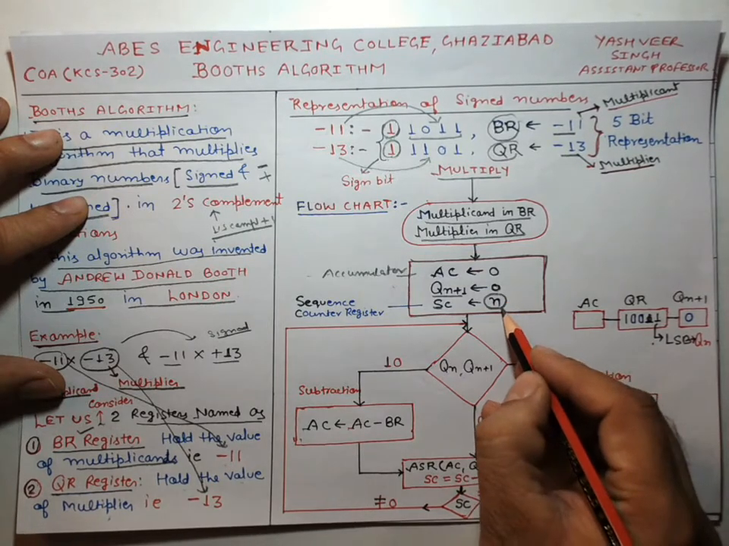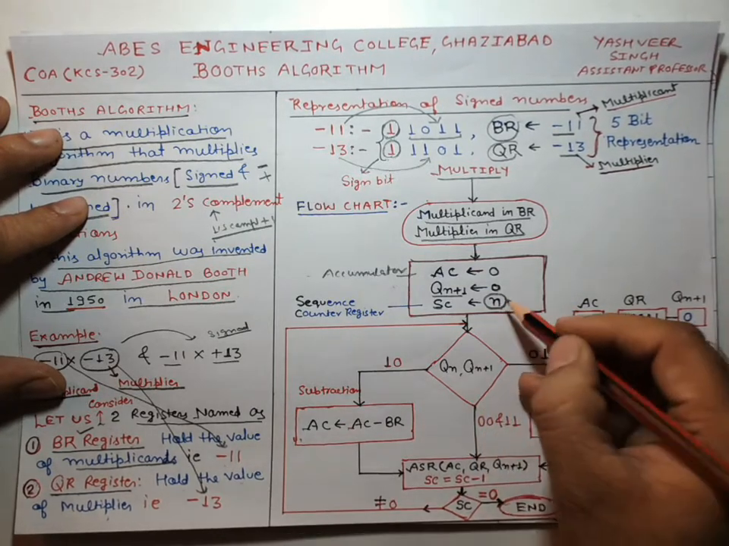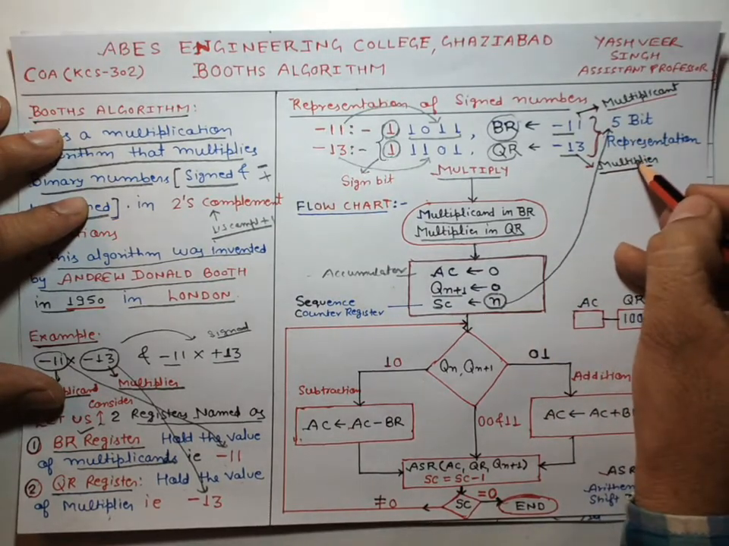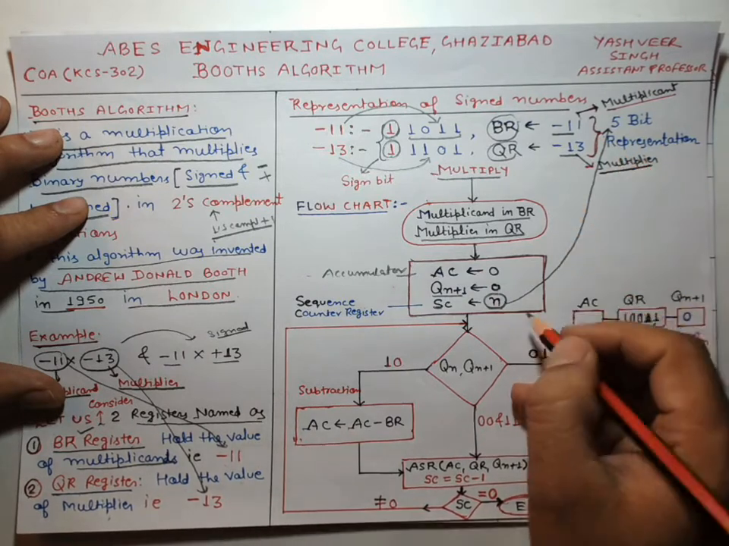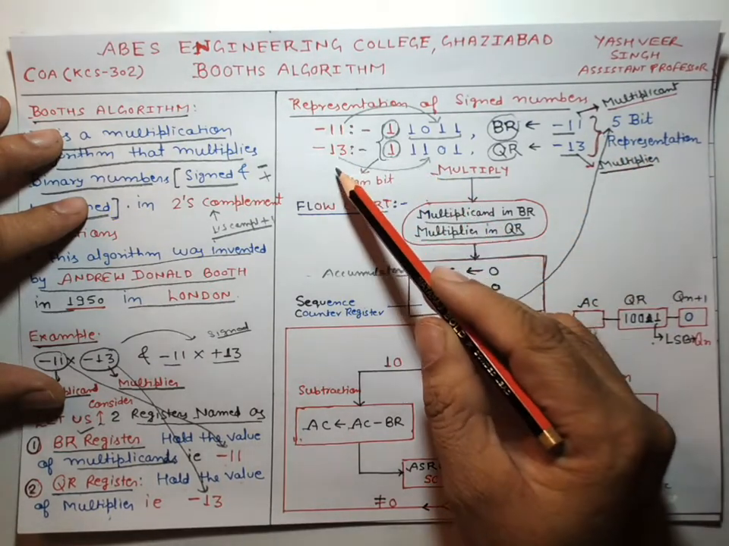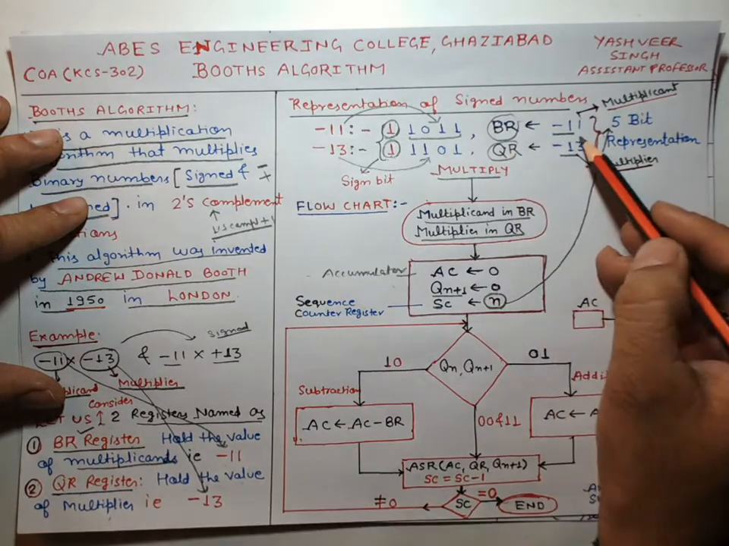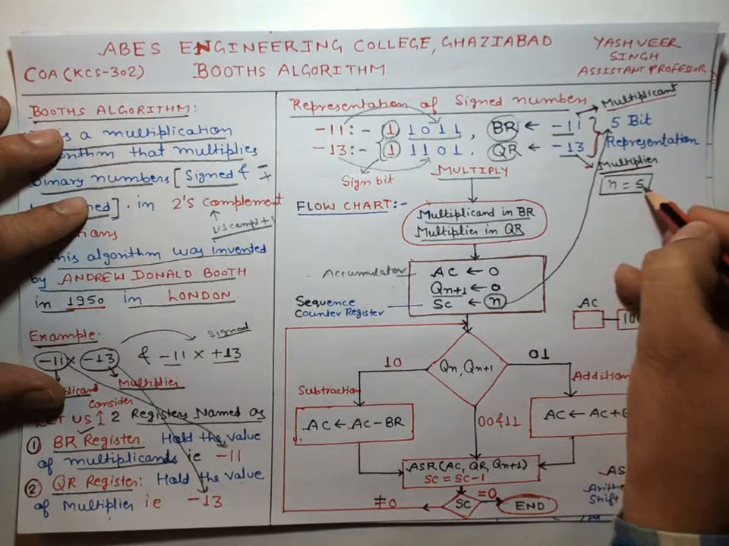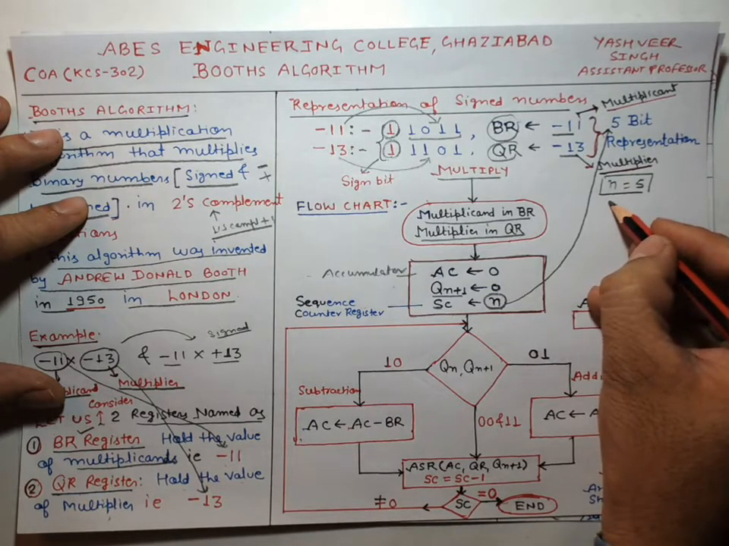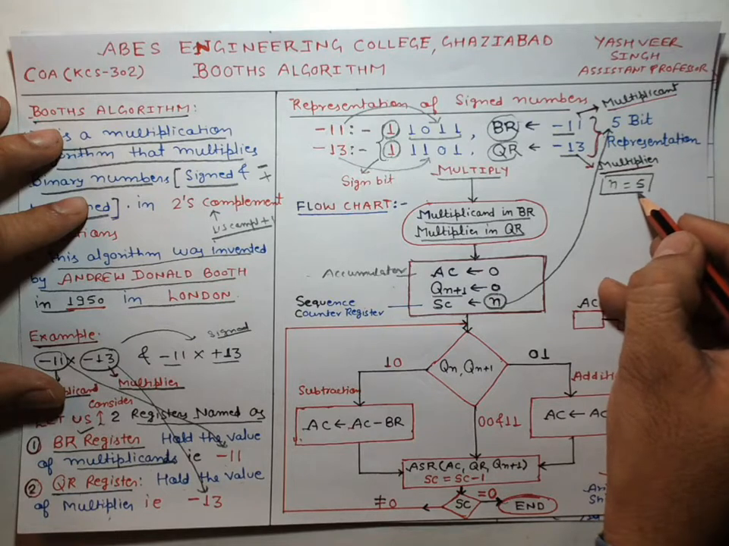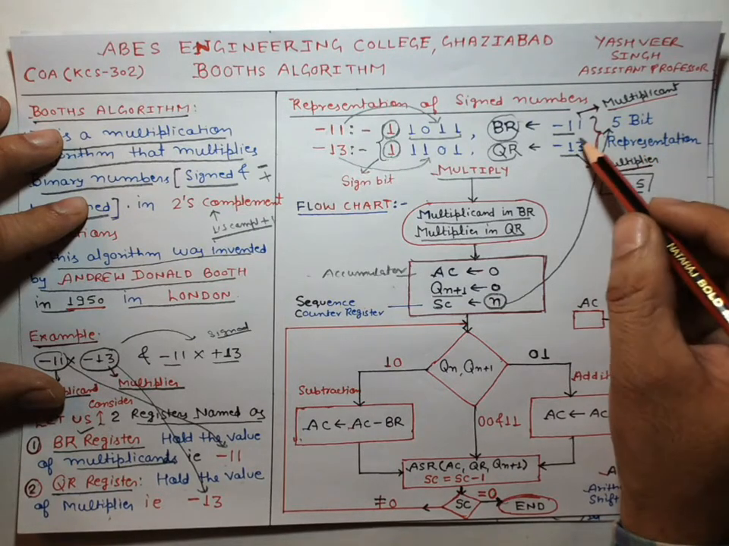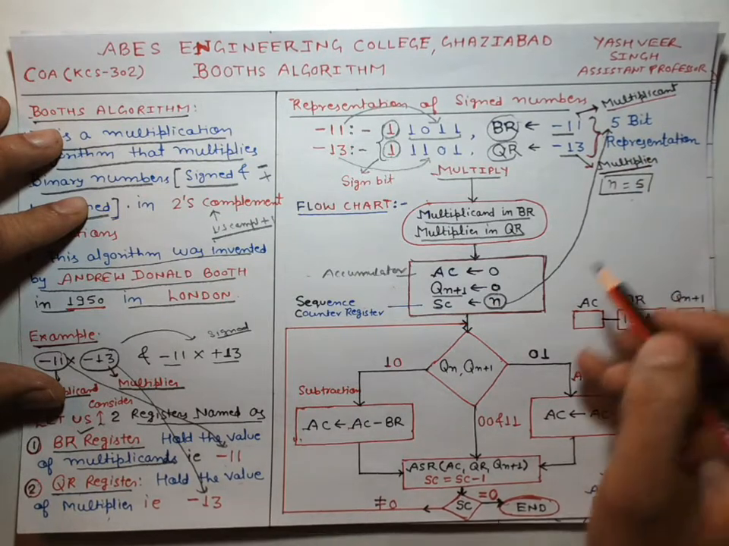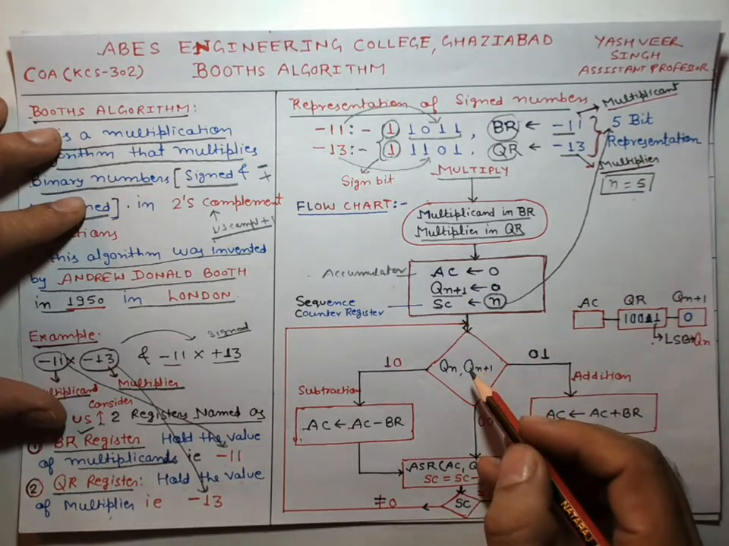This value N depends fully on the number of bits in the representation of the signed numbers. Here, if minus 11 and minus 13 are represented in 5 bits, then N equals 5. N means the sequence counter register. The value 5 depends on the bit representation of the signed numbers. Here the bit representation is 5, so N equals 5. After that, we go to the next step.